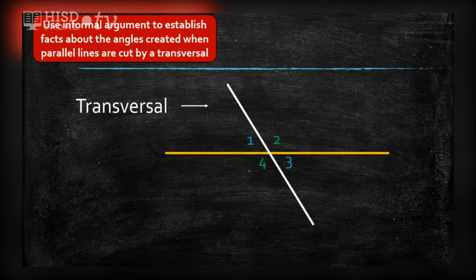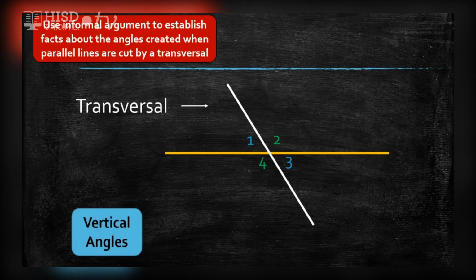Our first vocabulary word that we're gonna explore for this section is going to be vertical angles. And these are represented by the numbers that have the same color. That means that the 1 and 3 and the angle 2 and 4 are vertical angles. So what does that mean that they are vertical? Let's explore this with an example.